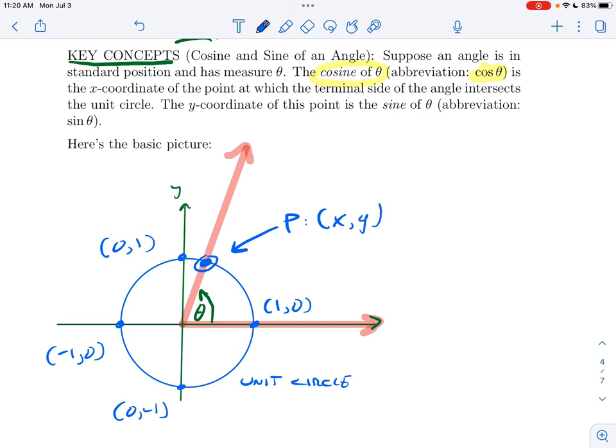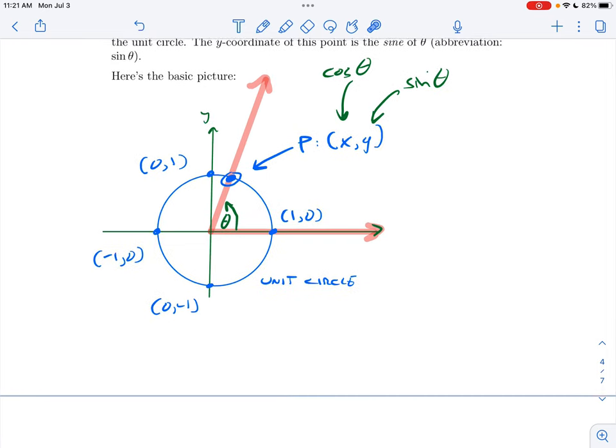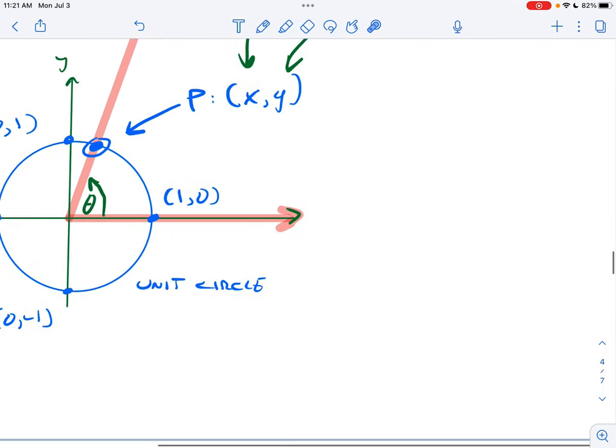It has an x-coordinate and a y-coordinate. By definition, the x-coordinate is what we're going to call cosine of theta. And if you keep reading, the y-coordinate is what we will call sine of theta. So what we're going to do is think that angles in standard position, whether we draw it or not, interact with the unit circle. And as we spin around, we get different points on the unit circle. So I'm going to redraw this, and I'm going to do some motion.